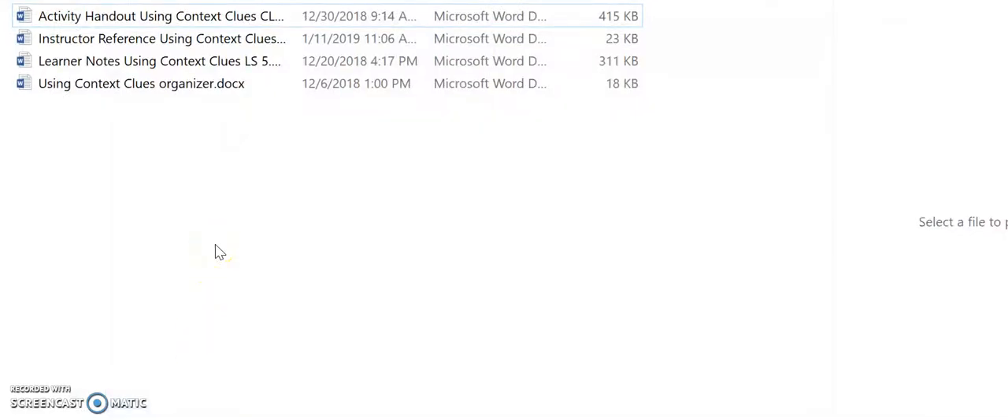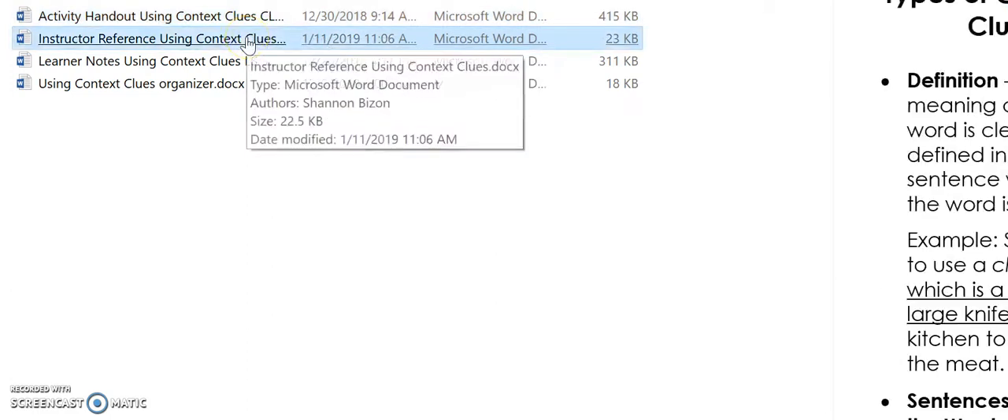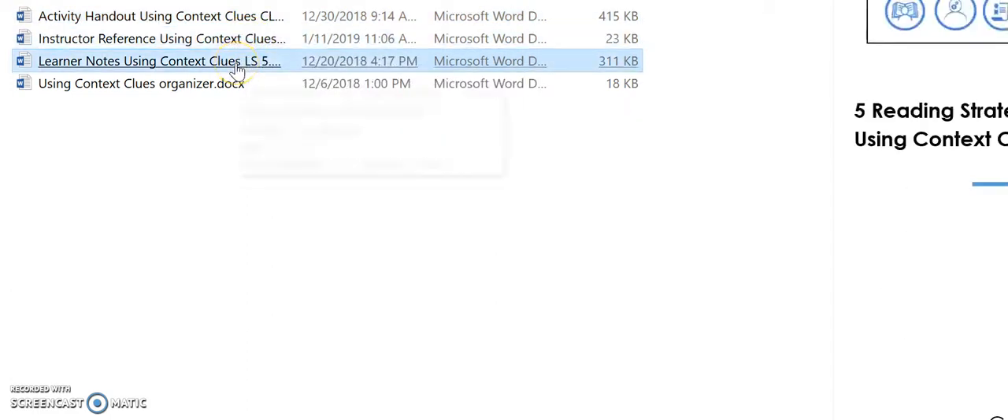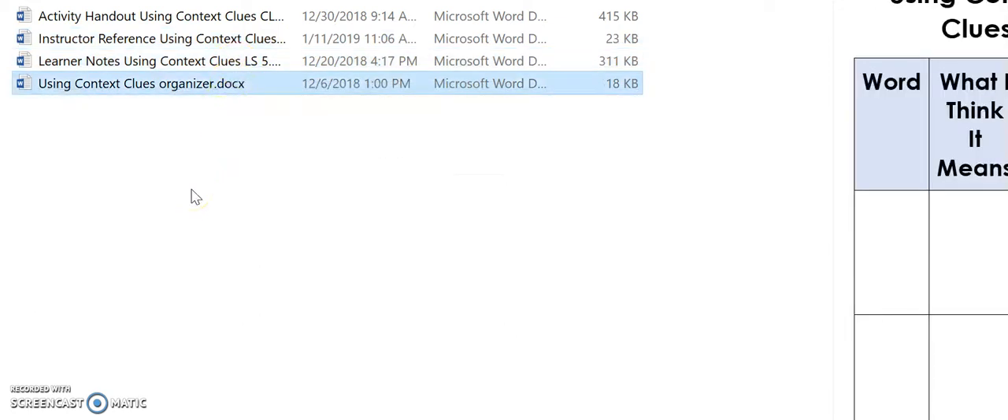For this screencast, let's take a closer look at the CLB3 materials. In this folder, you will find the activity for the learners to practice the strategy, an instructor reference information which you will need to project as part of the lesson, learner notes for the strategy, and a graphic organizer. You will need all of these resources, and they are all referred to within the lesson plan for this particular strategy.